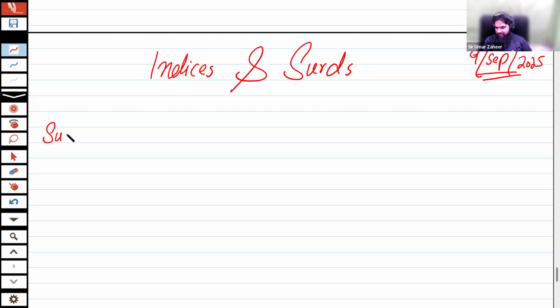Anyone having the idea what is a surd? Any value that's in a root. Say it again. Any value that is in a root. Yes, any value that will be inside the square root, that is going to be known as the surd.